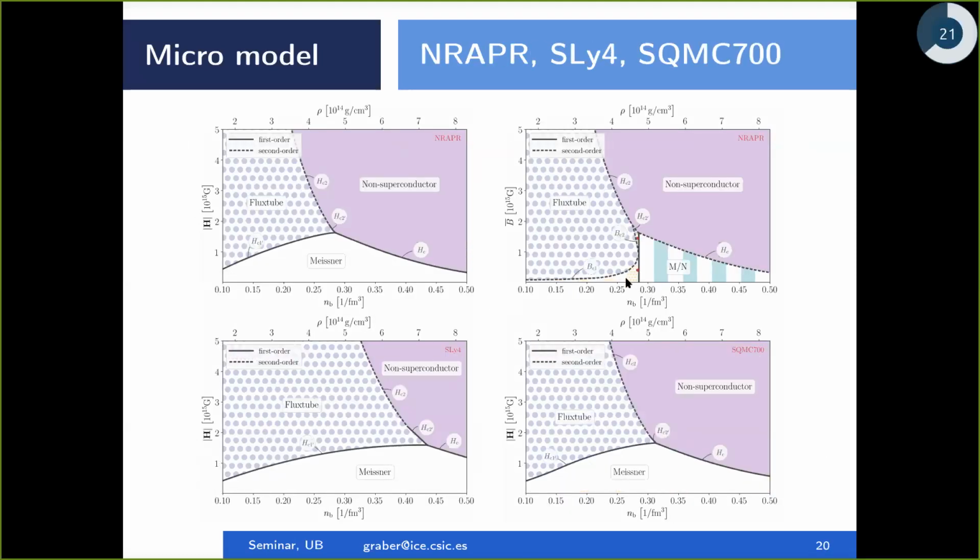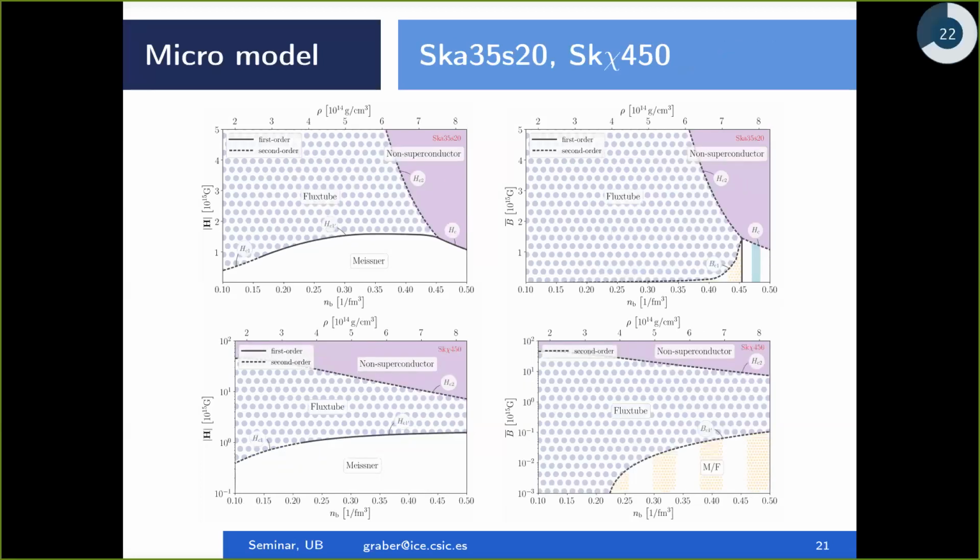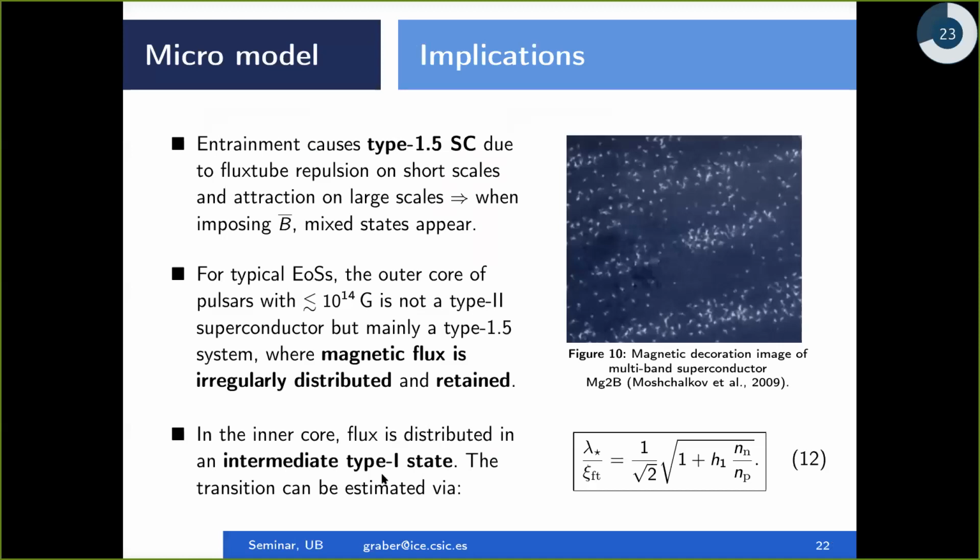Let me look at this. So this is basically this picture that we have here. But in the inner core, we also have this intermediate type 1 system, which is like the classic picture, where I also have this kind of mixed state, but it's something that we're a little bit more familiar with. But we can sort of estimate where this transition actually happens.